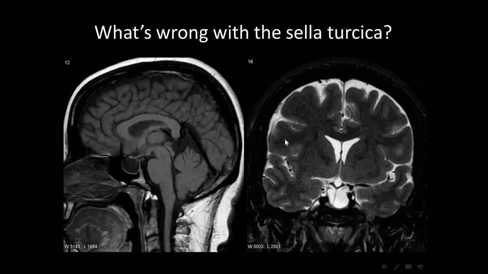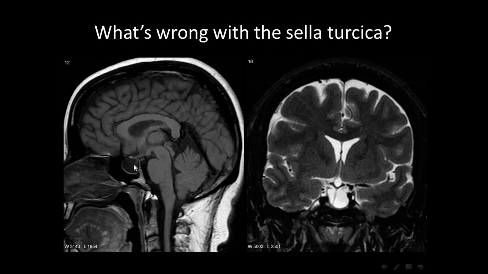Can anybody tell any difference between this and the normal one? Where is the pituitary gland, by the way? Can you see it within the sella turcica? You don't see it, right? What is this thin, long, flattened structure here? This could be the pituitary gland, right?